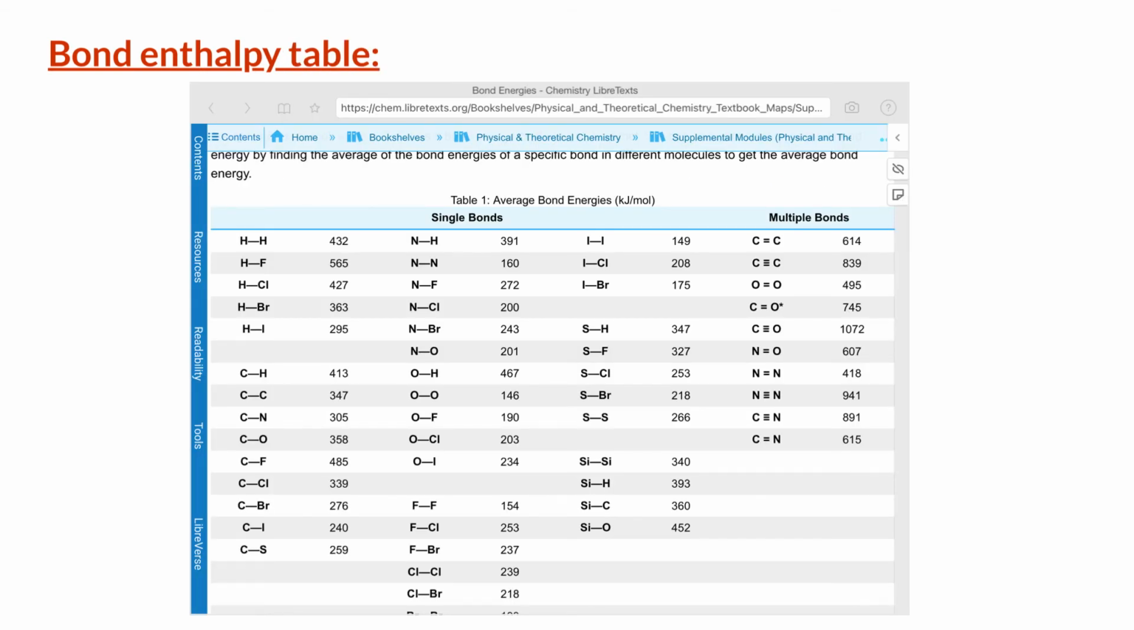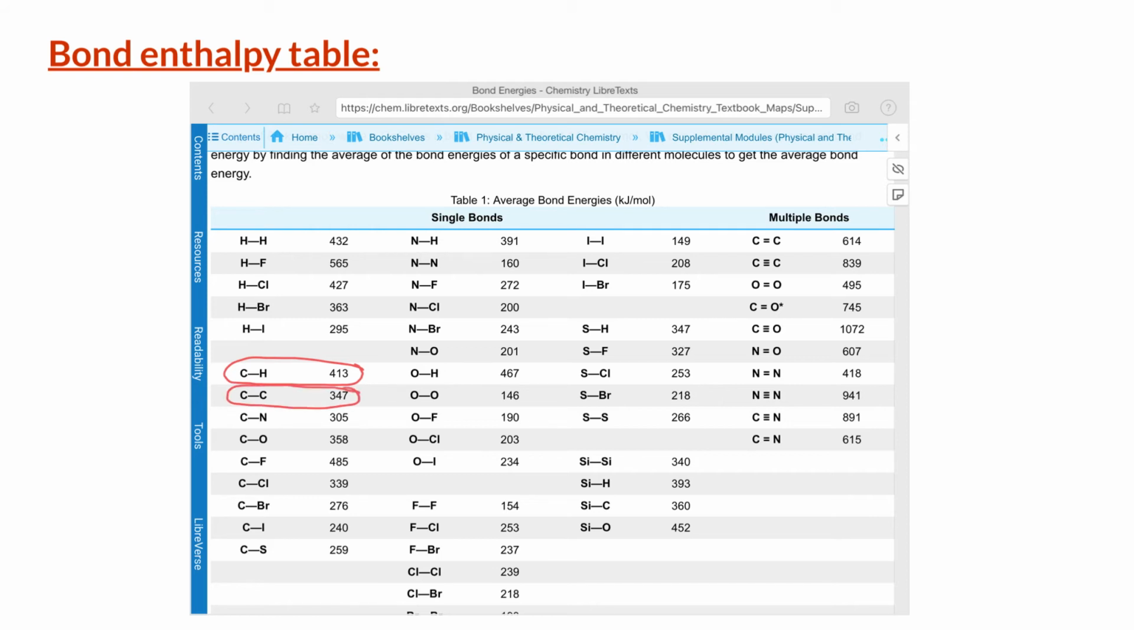The average bond enthalpies of various types of bonds are already calculated and tabulated. For example, for the carbon-hydrogen bond, the average bond enthalpy is 413 kilojoules. The carbon-carbon bond is 347.